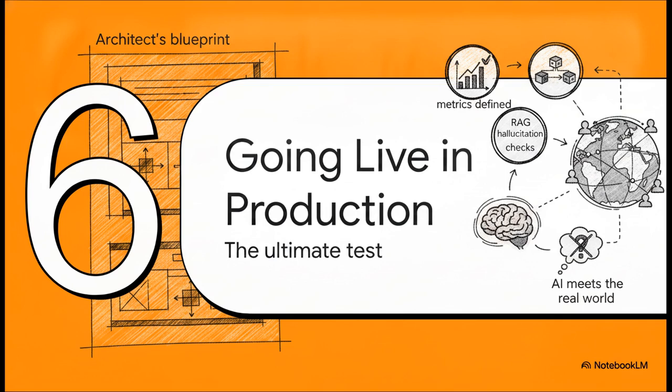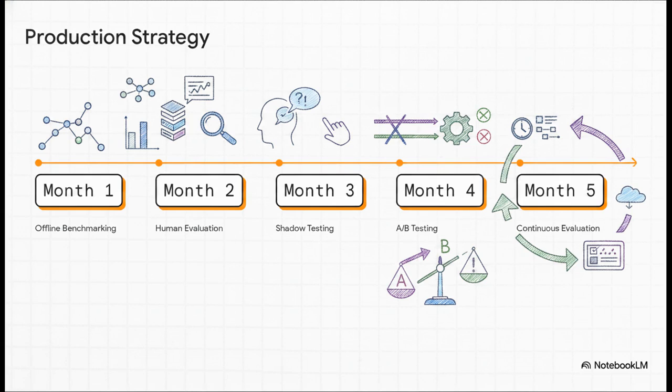Finally, Section 6, Going Live in Production, the ultimate test. This is the true culmination of the architect's blueprint, where the AI finally meets the real world. Deploying isn't just flipping a switch, it's a structured journey.